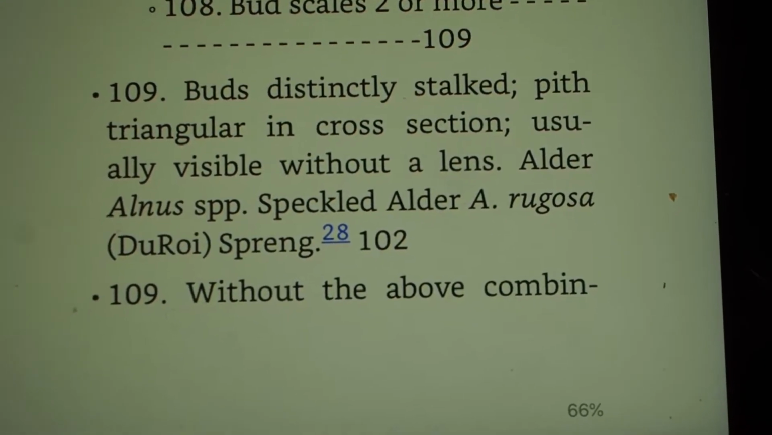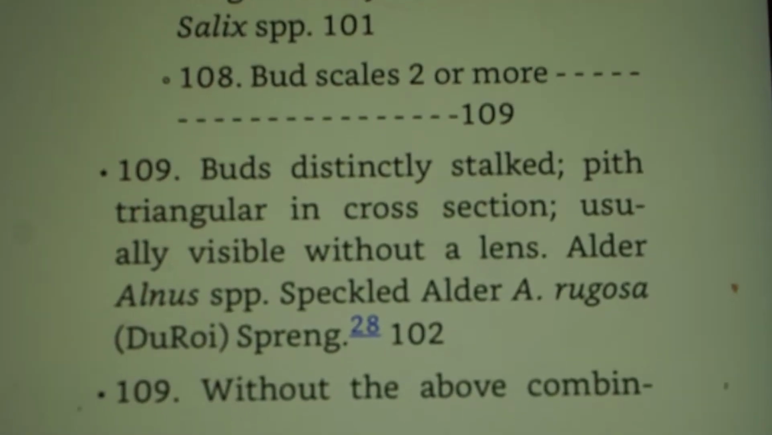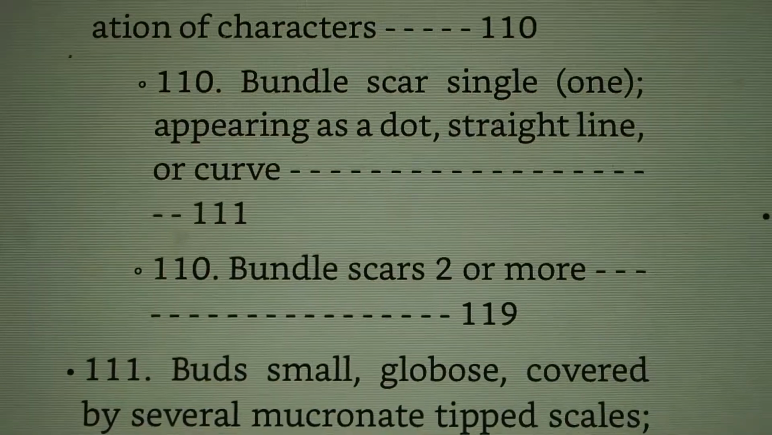So couplet 109 is asking whether or not the buds are stalked. Now these buds are just plunk, sessile, sitting on top of the twig right above the leaf scar. They're not stalked. So it's without that combination of characters. So we go to couplet 110.